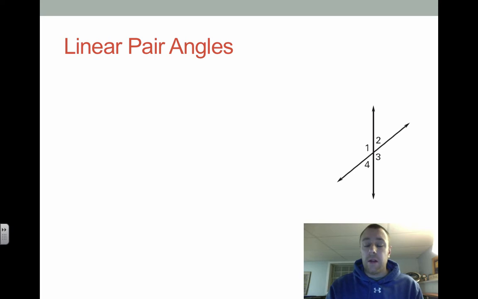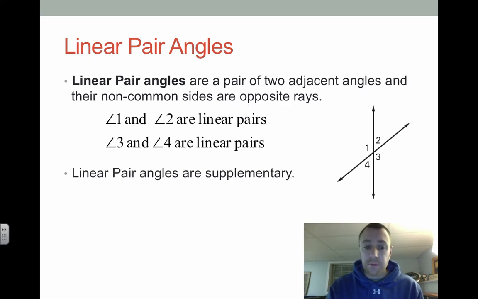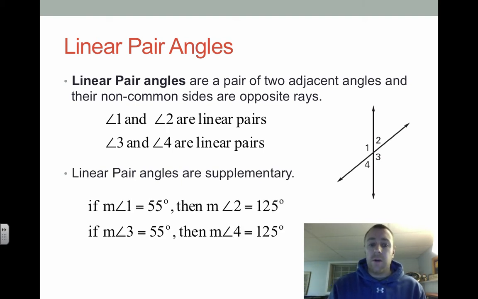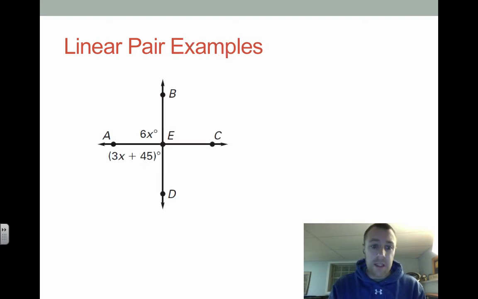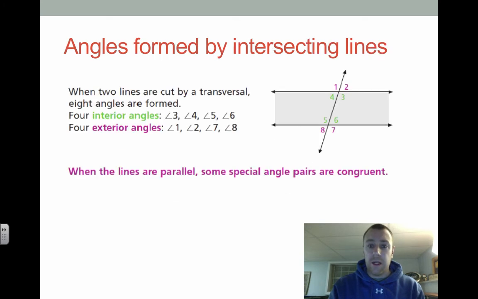Linear pairs are angles that form a line. Okay, they're right next to each other. It means they add up to 180 or are supplementary. So again, that goes back to our previous equations. If 1 is 55, 2 has to be 125 because it has to add up to 180. To solve problems like this, I would add the two equations and set them equal to 180 degrees. This is when they are right next to each other and they form that line. They always add up to 180.